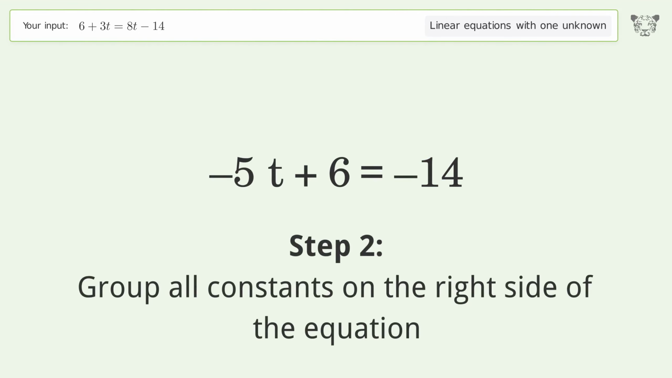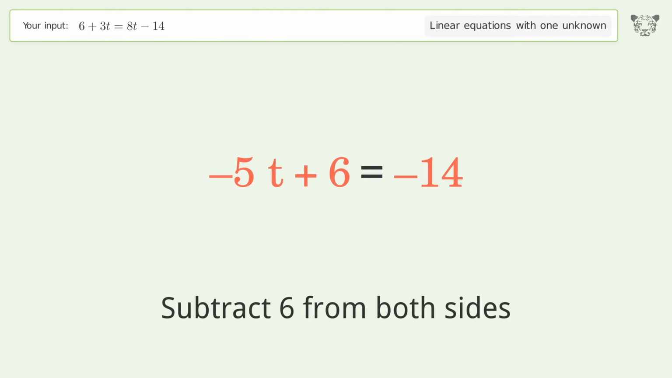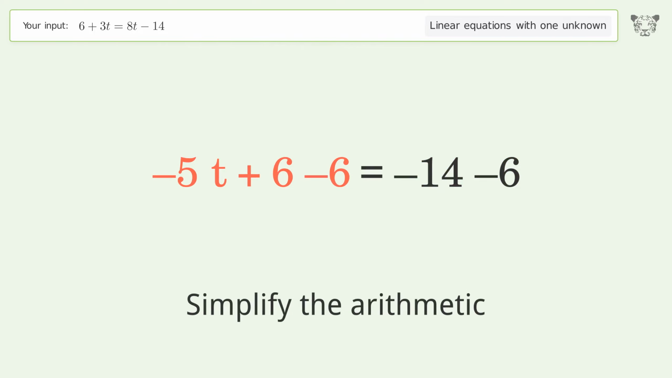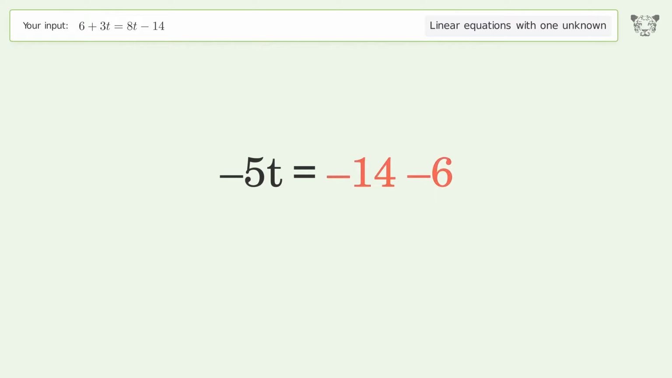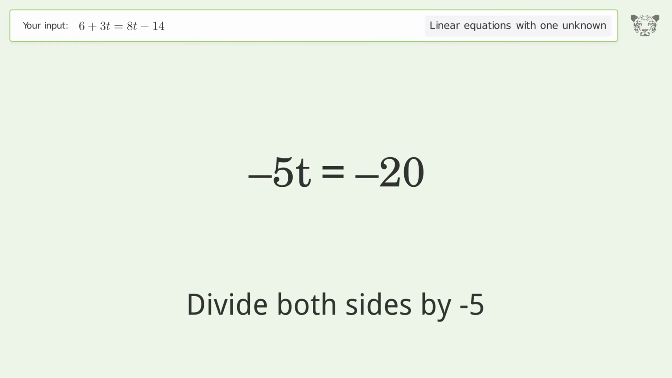Group all constants on the right side of the equation. Subtract 6 from both sides. Simplify the arithmetic. Isolate the t. Divide both sides by -5.